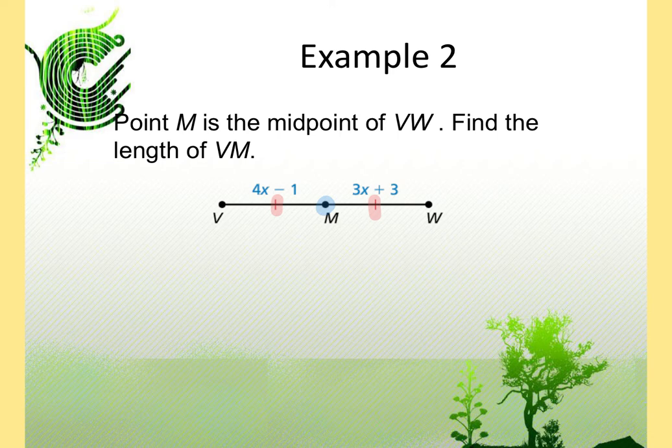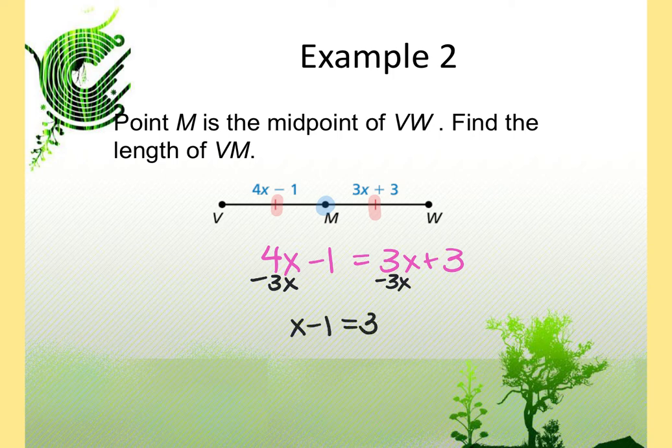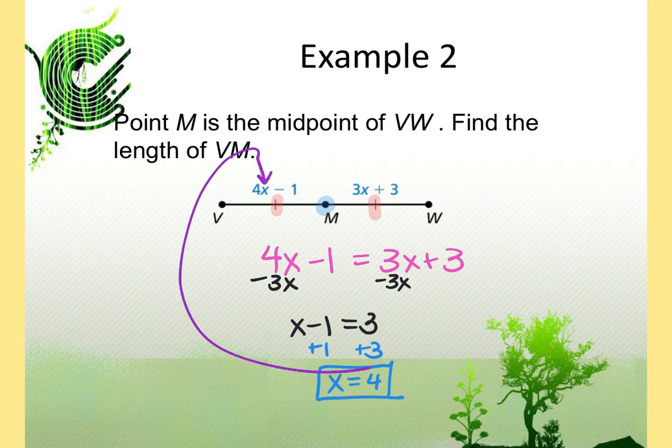So I can actually set 4x minus 1 equal to 3x plus 3 and solve for x here. So this time I want an actual value. I'm going to subtract the 3x. x minus 1 equals 3. I'm going to add the 1. And I get x equals 4. But it's not asking for x. It's asking for VM. So I'm going to do what with that 4? Plug it back in to the VM. 4 times 4 minus 1, 16 minus 1, which is 15.